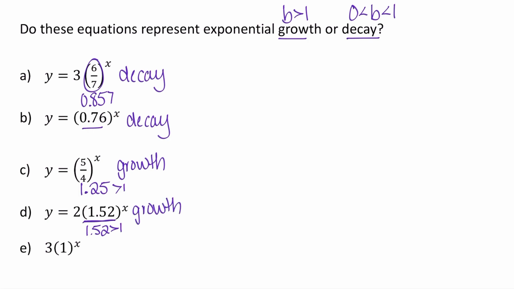Here we have 3 times 1 to the x. Okay, so when it's 1, it's actually neither. Our b value is exactly equal to 1. And notice that it doesn't fall into growth or decay. For it to be growth, it has to be bigger than 1. For it to be decay, it has to be less than 1. So when it's exactly 1, it's actually neither exponential growth nor decay.